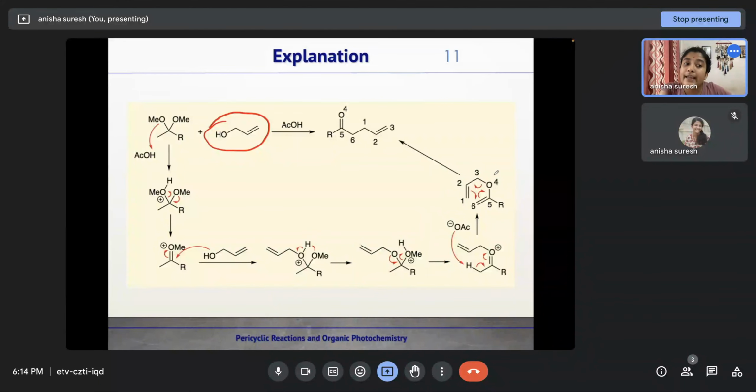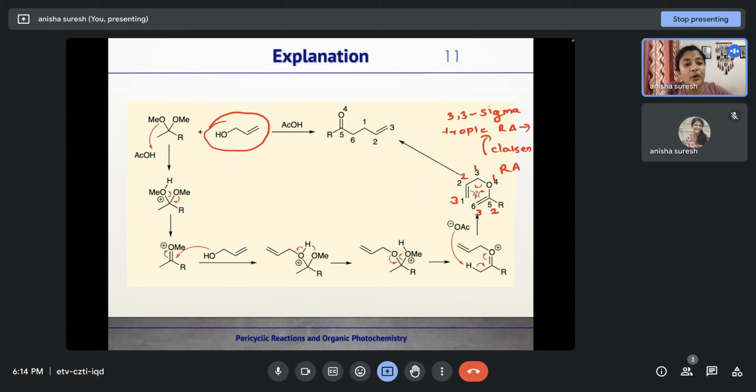Now this can undergo a 3,3 sigmatropic rearrangement. As we can see, 3, 2, 1, 3, 2, 1. So it will undergo a 3,3 sigmatropic rearrangement, which is also known as the Claisen rearrangement.